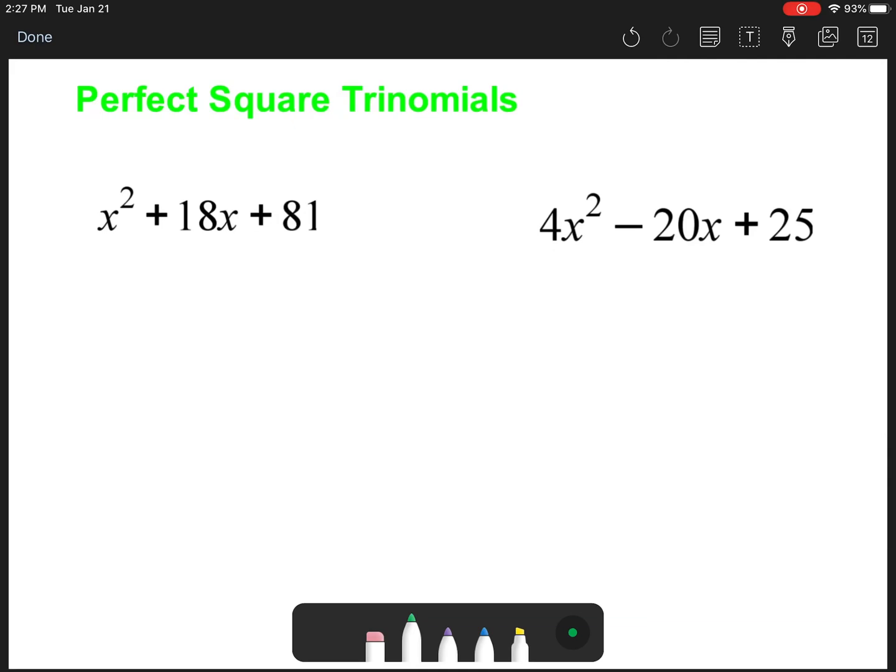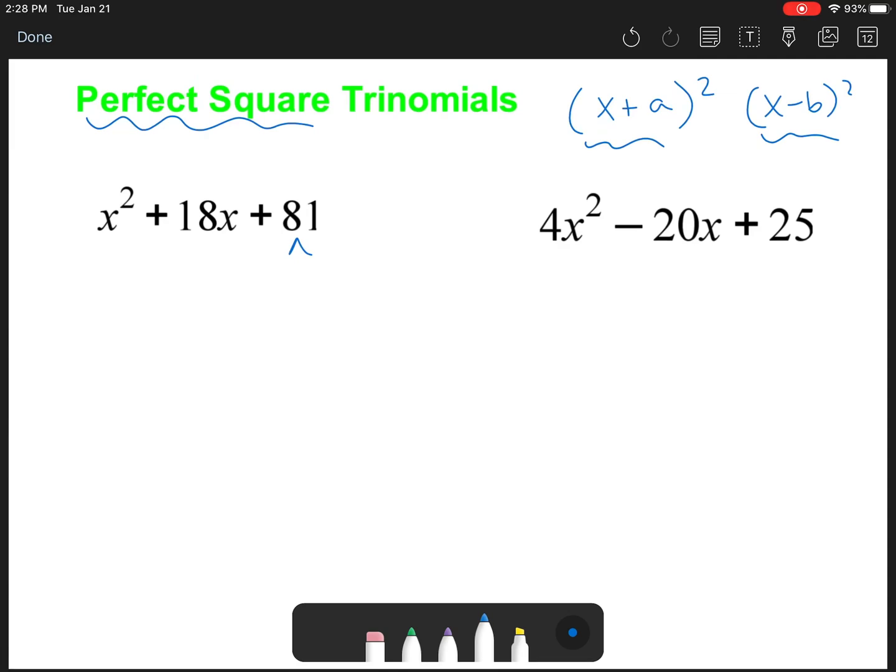The other special case we have is perfect square trinomials. For perfect square trinomials, remember a perfect square is when you have something times itself. So that means we basically have a binomial times itself, whatever that may be. That gives us this perfect square trinomial. And so when we're solving these, it's going to follow one of these two patterns, either adding some number or subtracting some number.